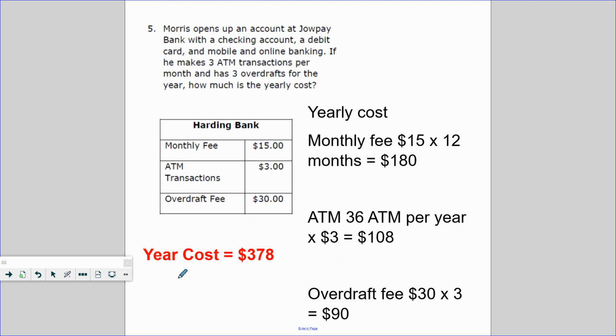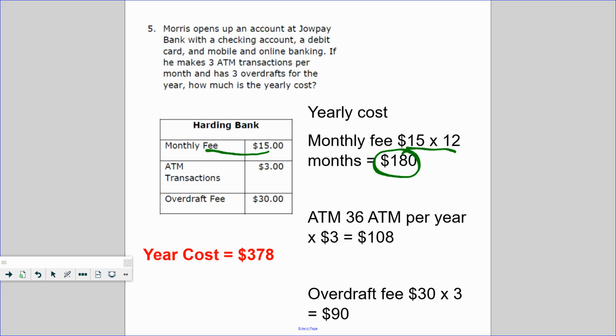So now the rest of the questions on your 6-2 will be over financial literacy. Morris opens up a checking account at Joe Pay Bank with a checking account, a debit card, and mobile and online banking. If he makes 3 ATM transactions per month and has 3 overdrafts for the year, how much is the yearly cost? So every month it costs $15. How many months are there in a year? 12 months. 15 times 12 is $180.